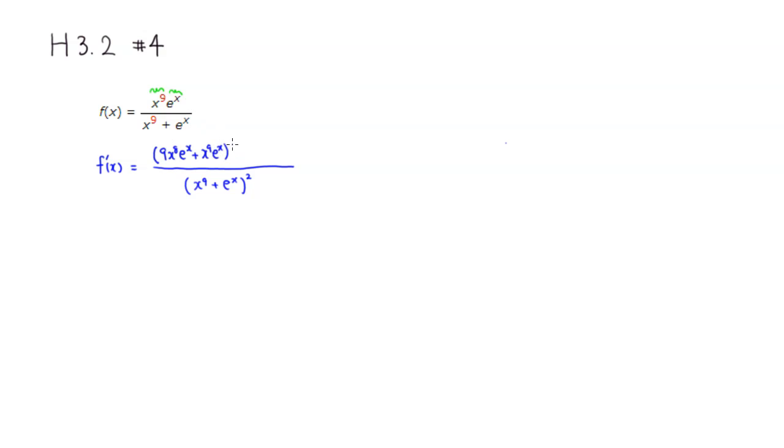Then multiply by the denominator, which is x to the 9th power plus e to the x. Minus, we have the top guy, x to the 9th power times e to the x, and multiply by the derivative of the bottom, which is going to be 9x to the 8th plus the derivative of e to the x, which is e to the x again. So now we're done with the derivative.